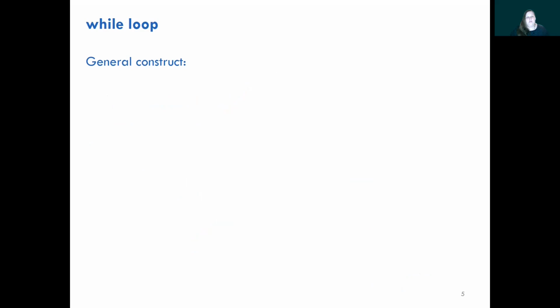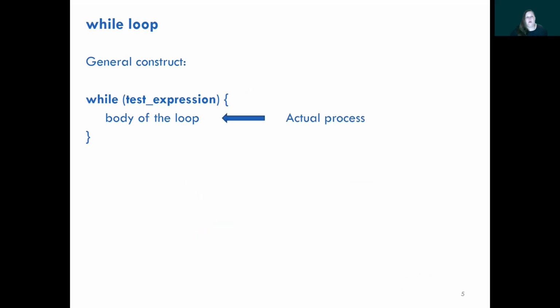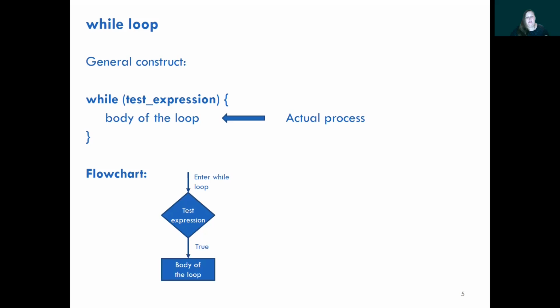Then there is the while loop. The general construct of the while loop is that it starts with a test expression and then again has the code within the loop where the actual process is happening. In the flow chart, we see that you first enter the while loop and then you're getting to this test expression. And if the test expression is true, then the body of the loop is executed and the entire loop is repeated. If, however, the test expression is false, then you're exiting the loop.